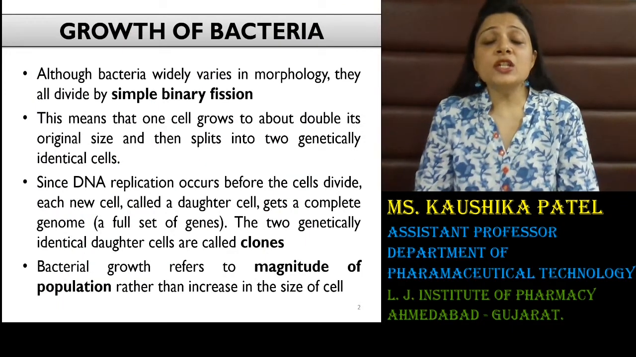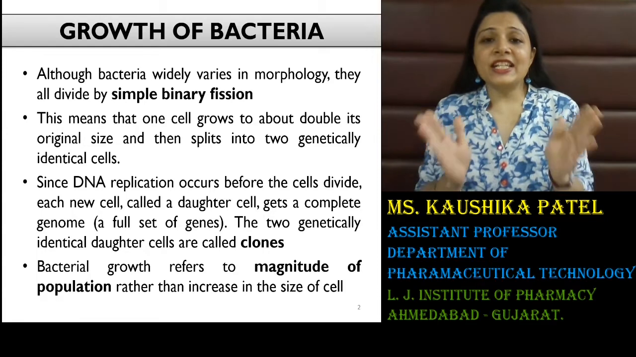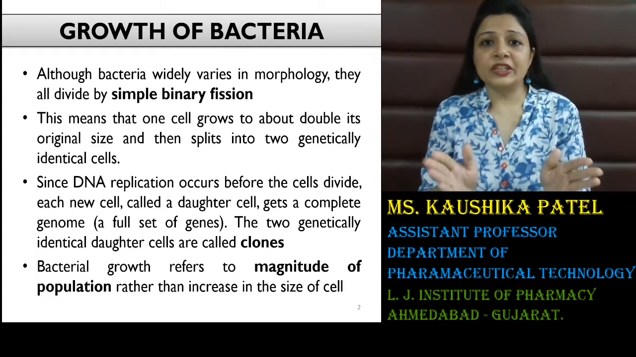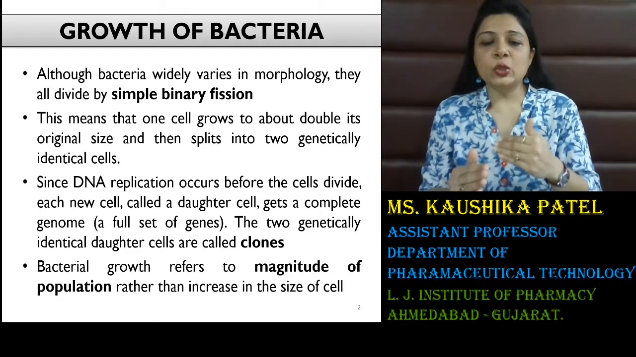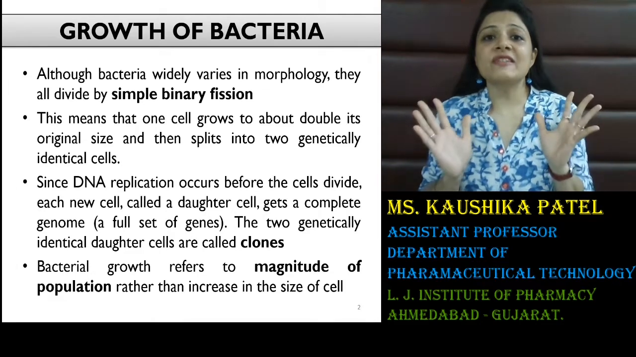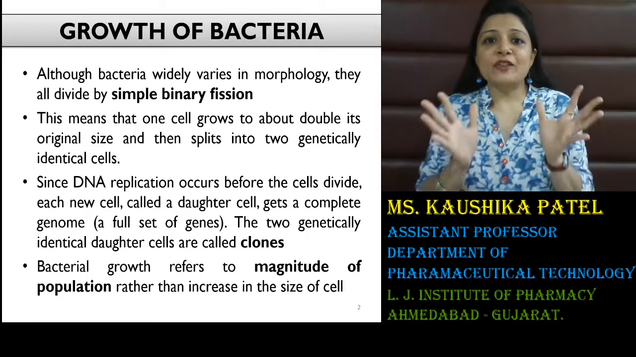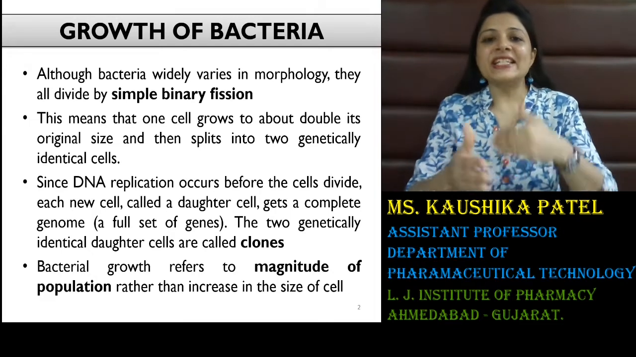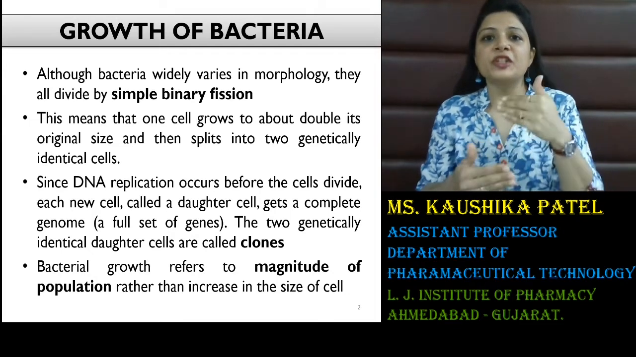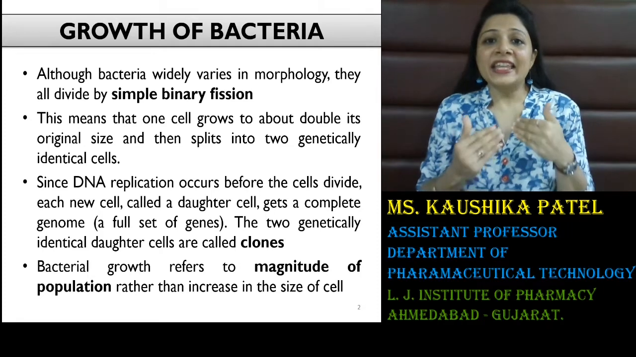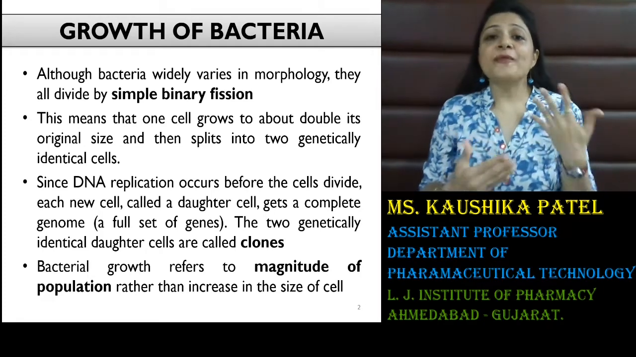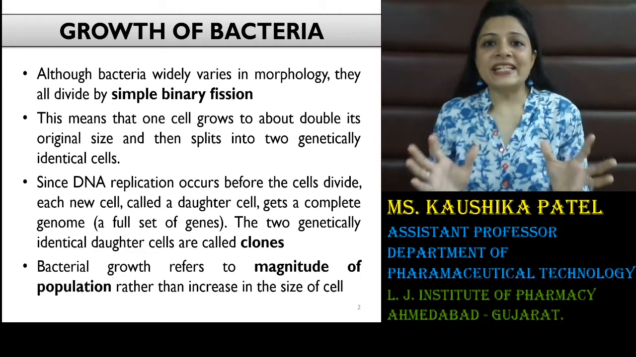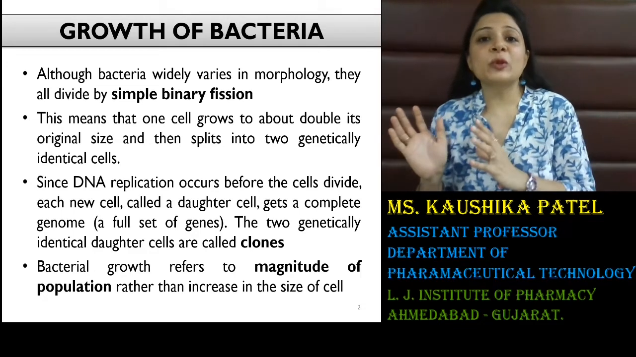Before that, what is the growth of bacteria? Bacteria divide by the binary fission method. In binary fission, a parent cell divides into two identical daughter cells. Both these daughter cells have the same set of genes present in the parent cell because DNA replication occurs before the division of the cell. Now, the multiplication rate of bacterial cells is very high. There is exponential growth of bacterial cells with respect to time.